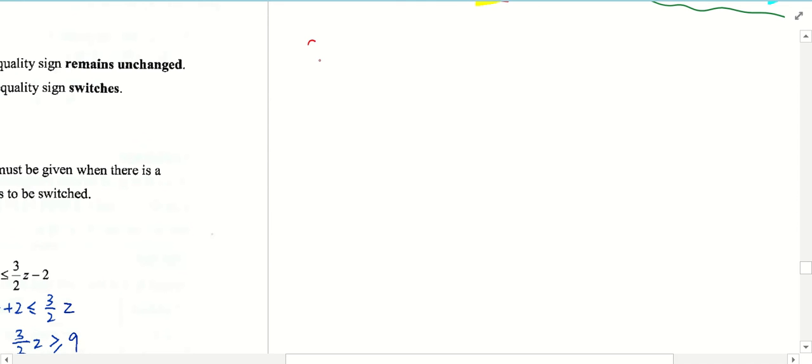Let's say I have x smaller than 5. Now x is a number, and we say that this unknown number x is smaller than 5. So my question is, what value can x take? Usually when we deal with equations, we have something like x equals 5.